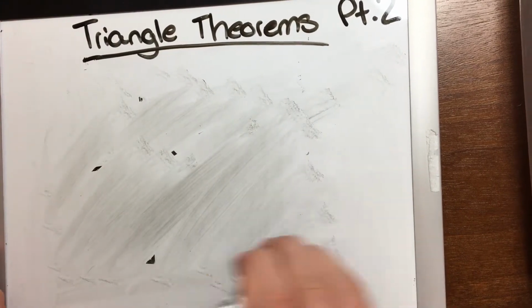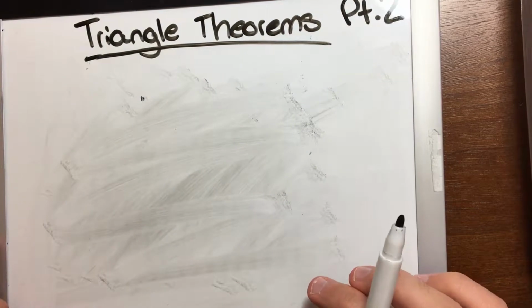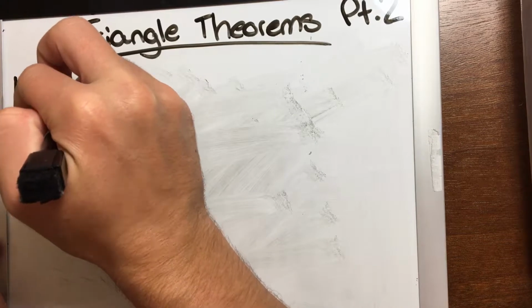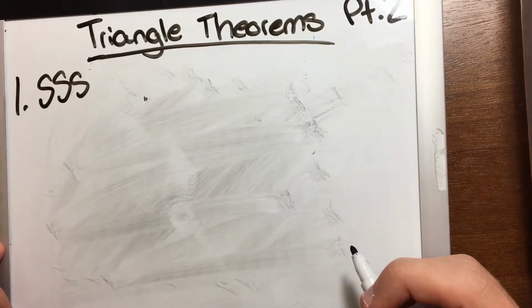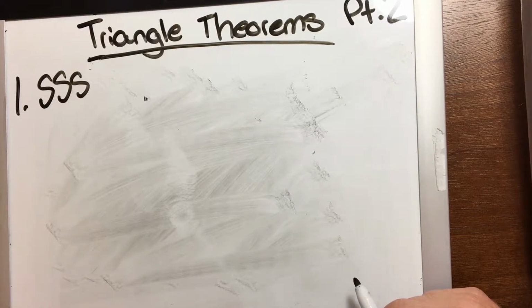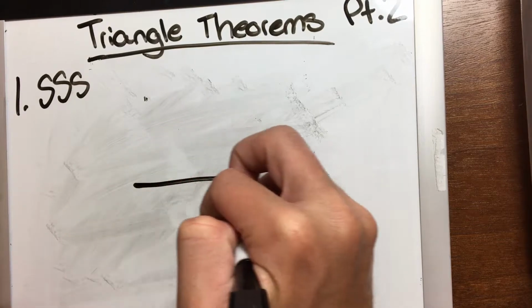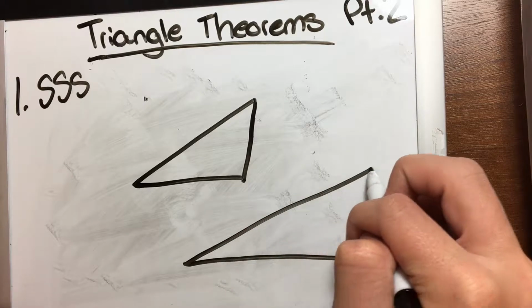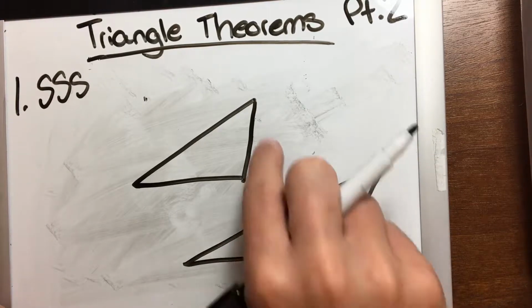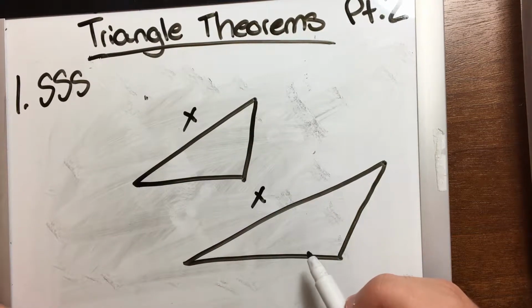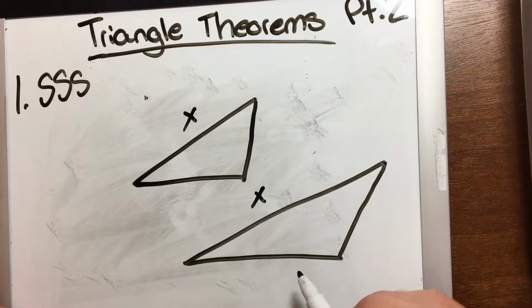The first theorem that I'm going to cover with you guys today is called side-side-side. But you don't want to confuse this with the congruence theorem. This theorem states that if the lengths of the corresponding sides of two triangles, so let's draw some triangles right here. Notice how this one's bigger than this one. If the lengths of corresponding sides are proportional to one another, then the triangles must be similar. So let me explain what that means.